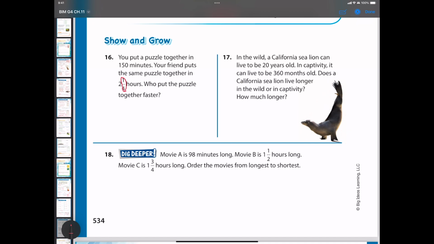Okay, now let's convert this. That's you, 150 minutes, right? And your friend, 2.25. So 2 hours is what? 120 minutes. And what about quarter hour? We just said it, 15 more, right? So that means what? 135. So who did faster means who took shorter, right? That means what? Your friend.